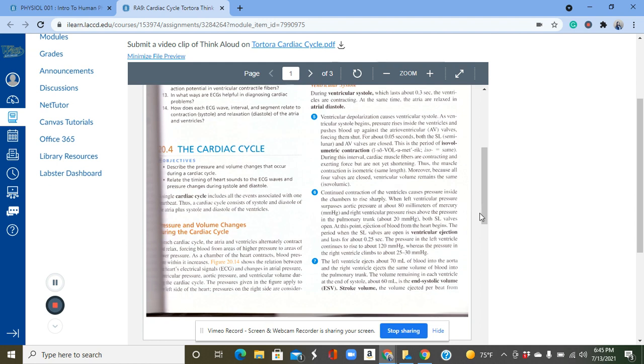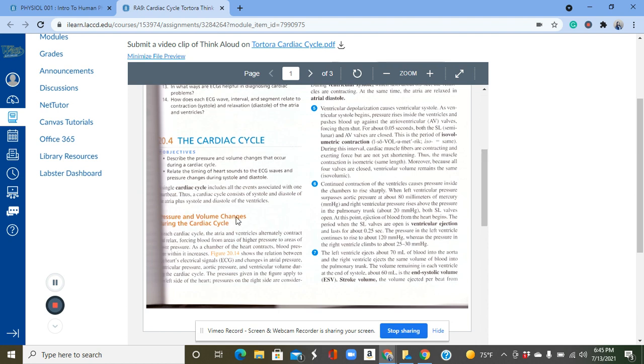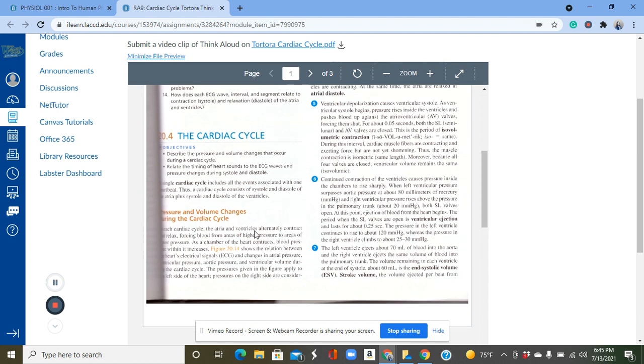In this part, the leftmost section of the PDF is cut off, but I will try my best to read this paragraph right here. So, I believe that's each cardiac cycle, the atria and ventricles alternately contract and relax, forcing blood from areas of higher pressure to areas of lower pressure. As a chamber of the heart contracts, blood pressure within it increases. Figure 20.14 shows the relation between the heart's electrical signals, or ECG, and changes in atrial pressure, ventricular pressure, aortic pressure, and ventricular volume during the cardiac cycle.